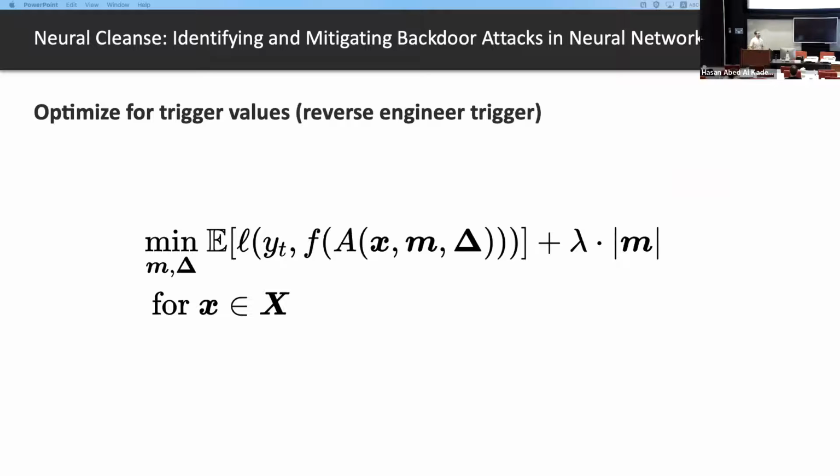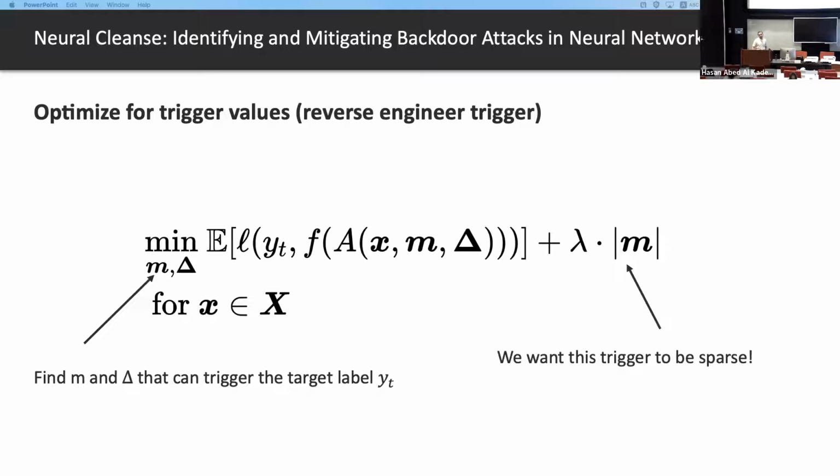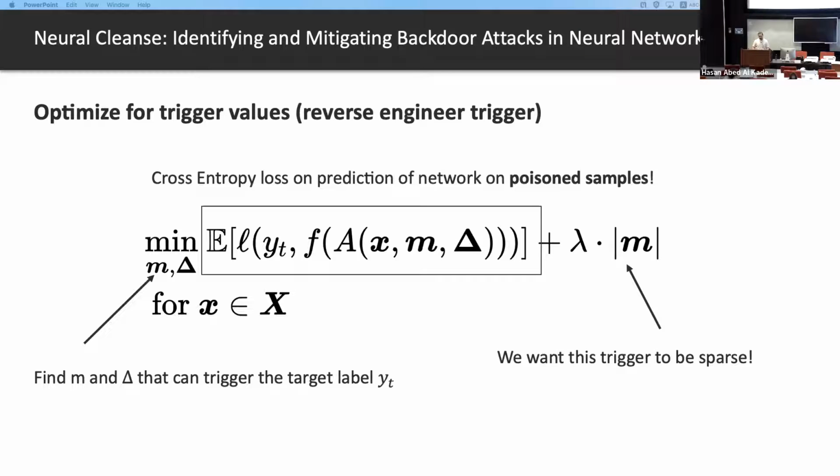And how would we reverse engineer the trigger? We have to solve an optimization problem. What the optimization problem simply says is you need to find M and delta, where M is sparse because M will guarantee that fewer pixels are actually perturbed. So we want to find this very small change in images that can cause a switch in the label. And we have this cross entropy. So what we are saying simply is we want to find M and delta such that if we stamp these images X in this fashion, we can convert all images to a particular class YT.